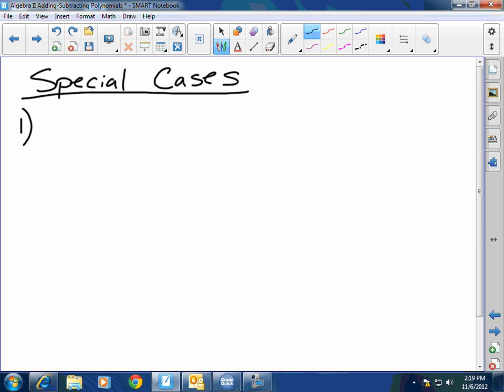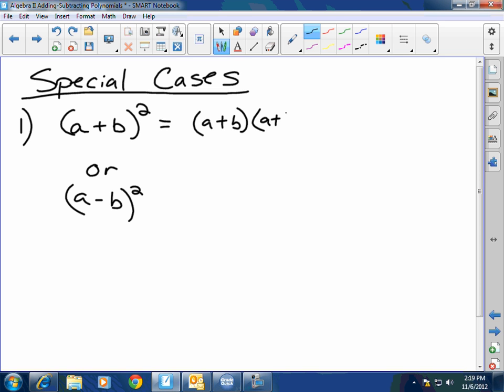For example, number 1, okay? If you have, this is called the square of a binomial. So if you have a plus b squared or a minus b squared. What this really means is that a plus b is multiplied by a plus b. So you FOIL. A squared plus ab plus ab plus b squared. But in the end, if you know it's a perfect square binomial, it's going to be the first term squared plus 2 times the first term times the second term plus the second term squared.